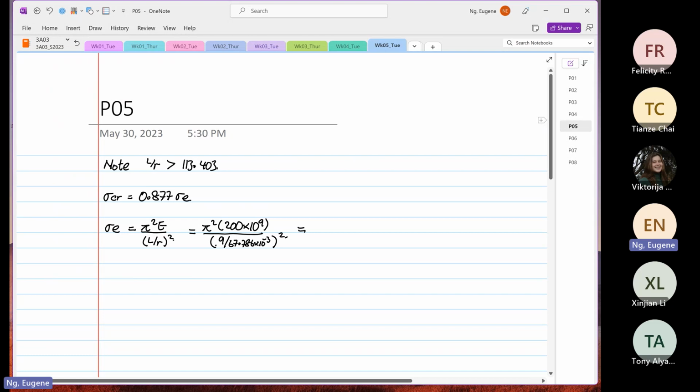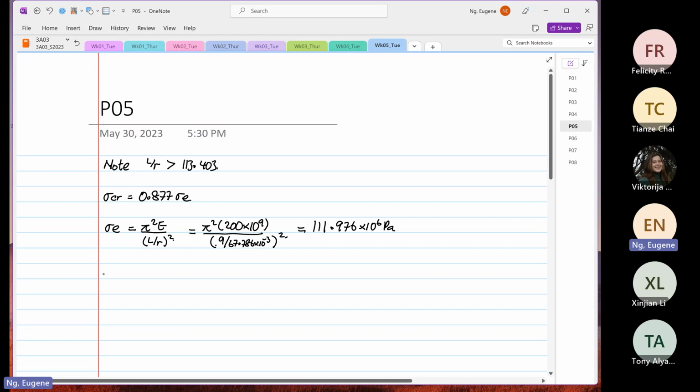I get 111.976 times 10 to the power 6 Pascal. Let me do it again: pi squared times 200 power 9, divided by bracket 9 divided by 67.786 power minus 3 close bracket squared. 111.976 times 10 to the power of 6.